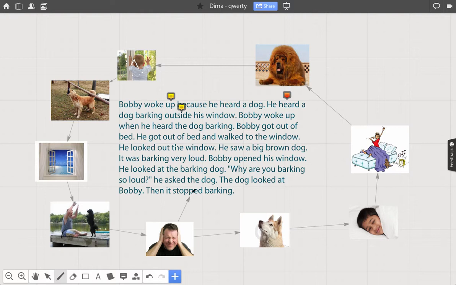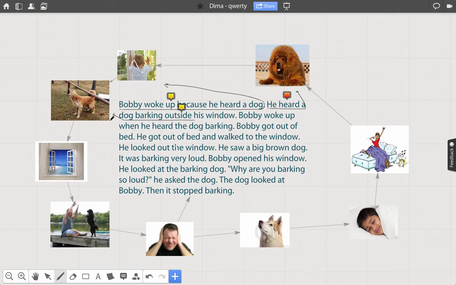As you can see here, I have already embedded a lot of different pictures, and then I ask my student to read and also draw or underline each sentence, and then connect it to a specific image. So for instance, Bobby woke up because he heard a dog. All right, Bobby woke up, okay, he heard a dog. So he heard a dog barking outside his window.